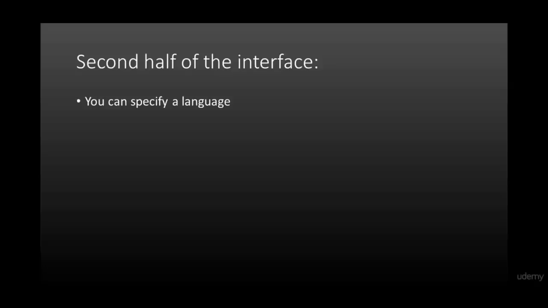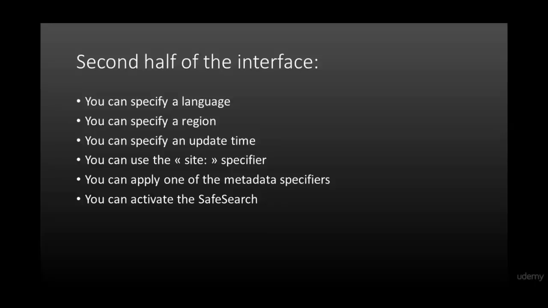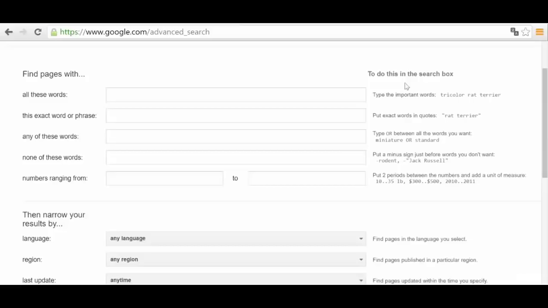In the second half of the advanced search interface, you can specify a language. You can also specify a region. You can also specify an update time. You can use the site specifier. You can apply one of the metadata specifiers. You can activate the save search. You can use a file type specifier. You can specify the usage rights.